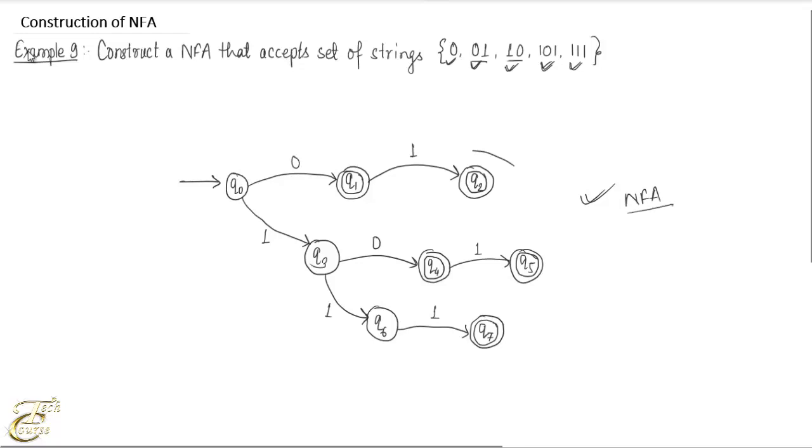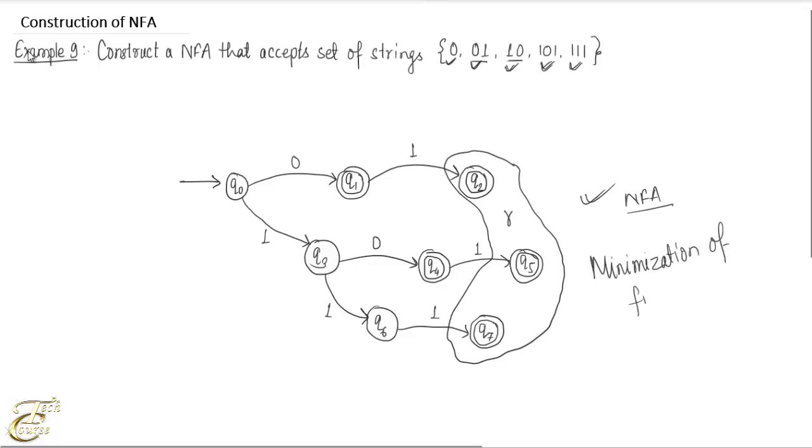Here we can reduce these 3 states into one state, let's say R, and make a transition on this R state, instead of these individual states, so that our final DFA contains a minimum set of states, which we will cover in the topic minimization of finite automata later on.